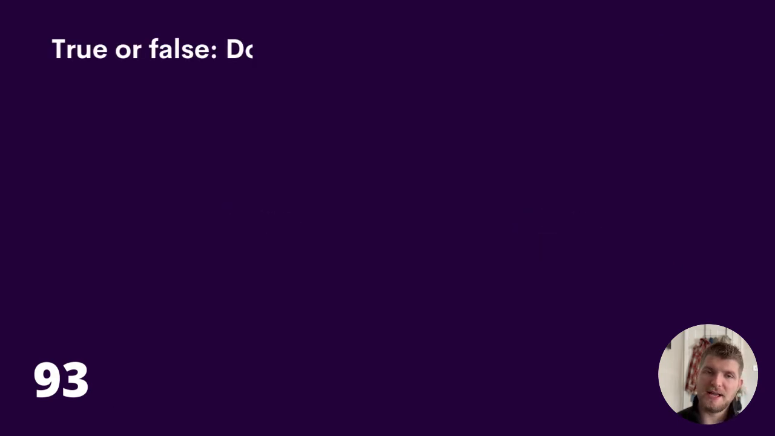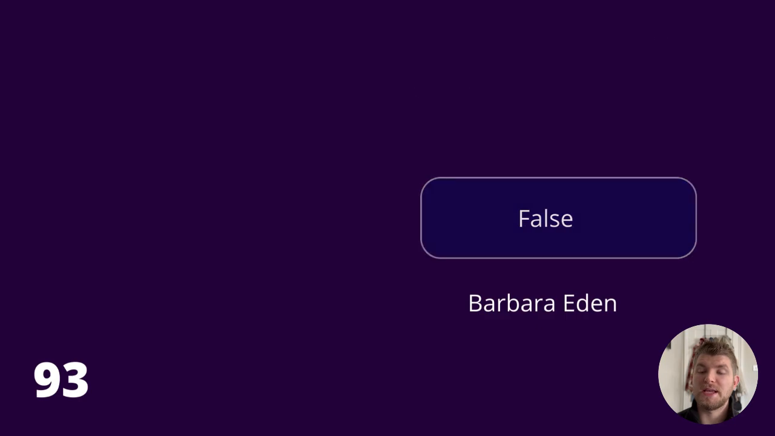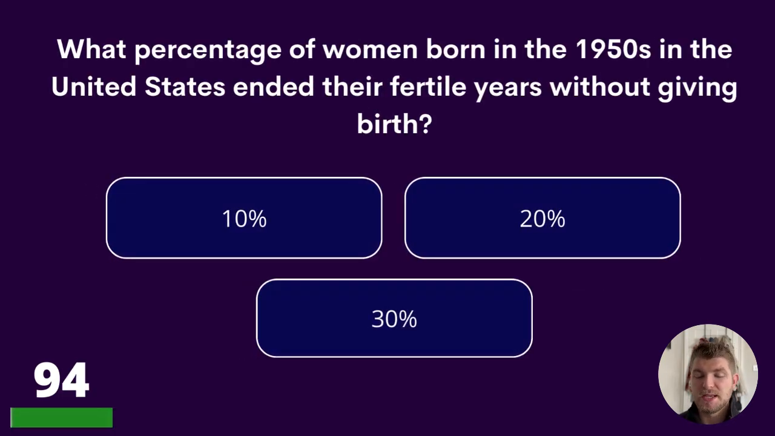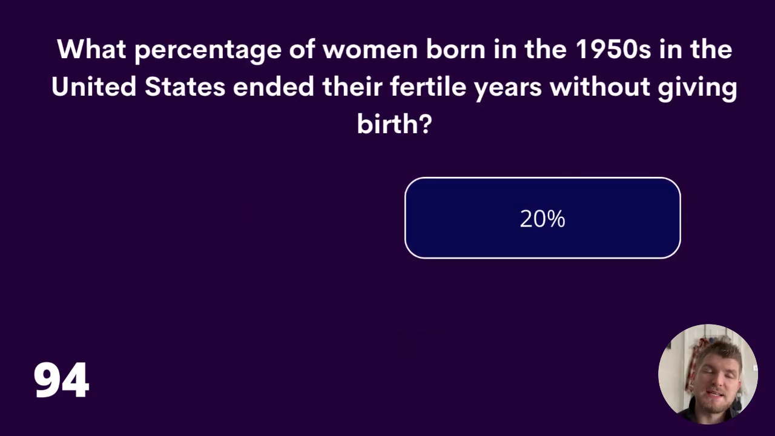If you're not sure, have a guess. You've got a 50% chance. The answer is false. Barbara Eden played Jeannie. 94. What percentage of women born in the 1950s in the United States ended their fertile years without giving birth? 10%, 20%, or 30%? The answer is 20%.